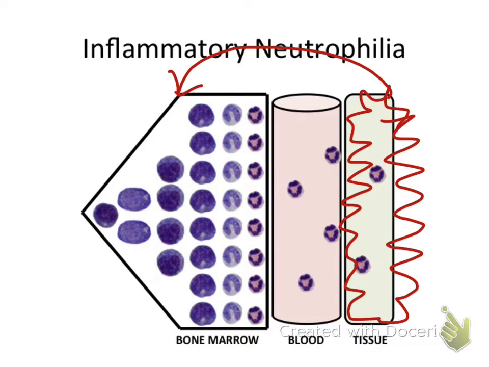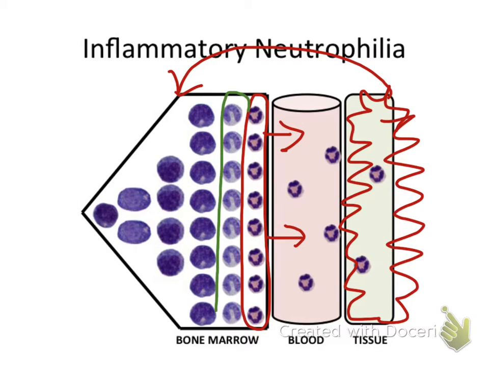If it's a mild stimulus, then it will release mature neutrophils into circulation. But if the stimulus is great enough, it will start calling on earlier precursors as well. The stage right before the mature neutrophil is called the band neutrophil, and that's because it has a band shape to its nucleus. And those band neutrophils will start appearing in circulation.